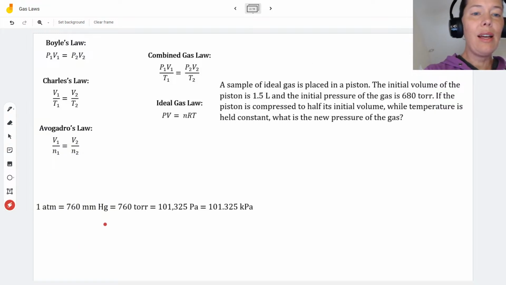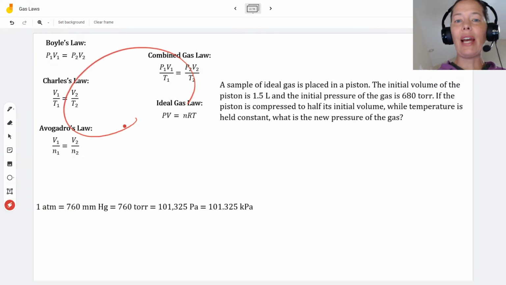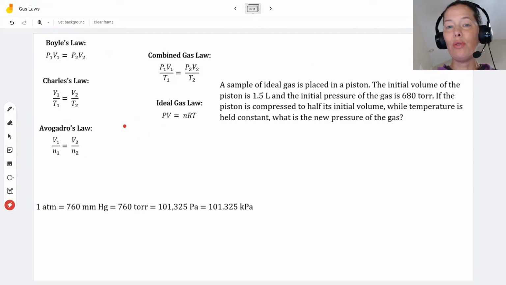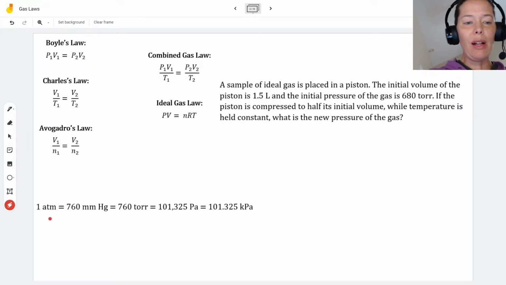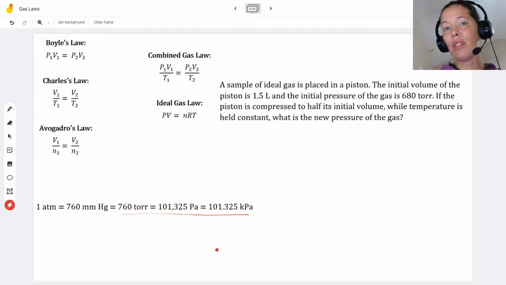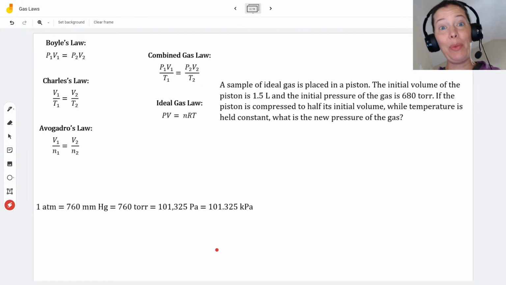Anyway, I'm going to have all of the gas laws right there so we can pick and choose what we need. And one thing that I find helpful as well is to have the conversions for the different types of pressures, because sometimes you need to convert and sometimes you do not need to convert. So I like to have all that information handy so that I can do the problems a little bit easier.